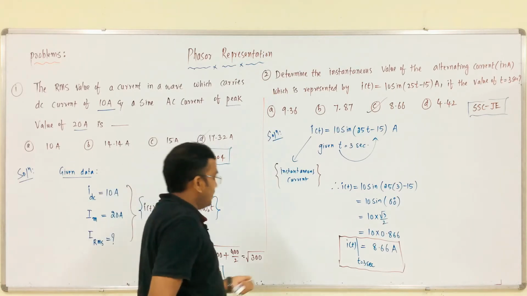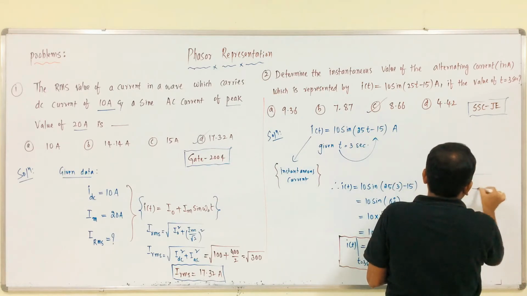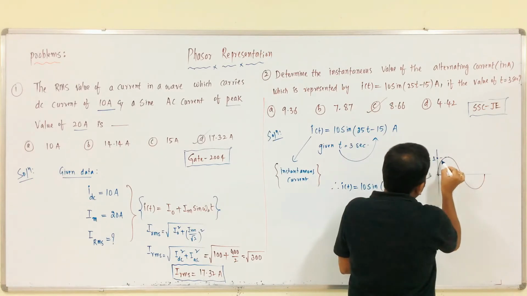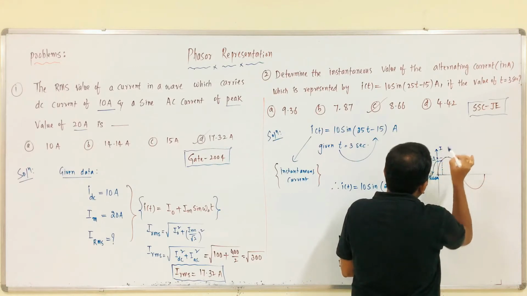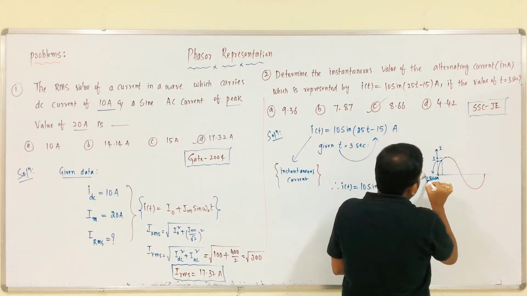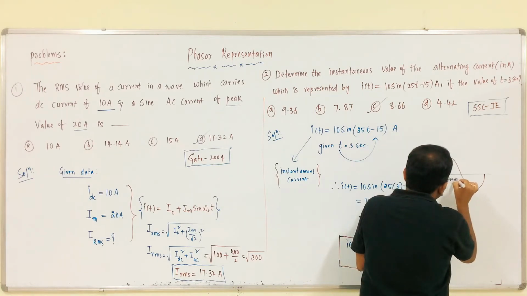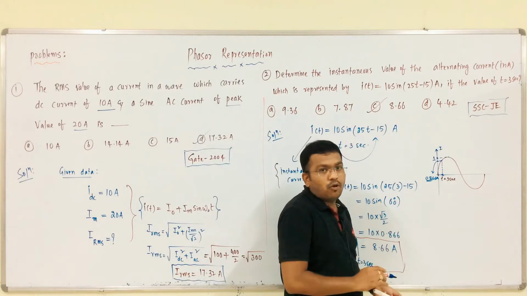Okay. So this is 1, right. So this is the point, this point is 0.866 amp. For example, this is i, the point 0.866 amps. This is the point t is equal to 3 seconds. This is the observation from this problem.